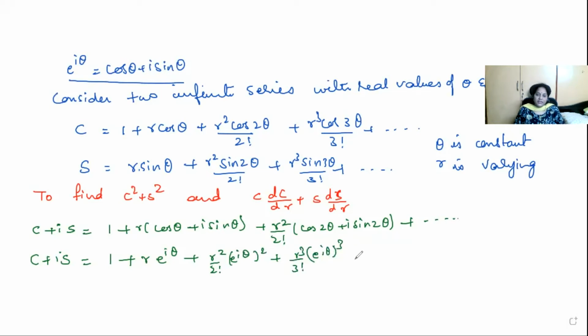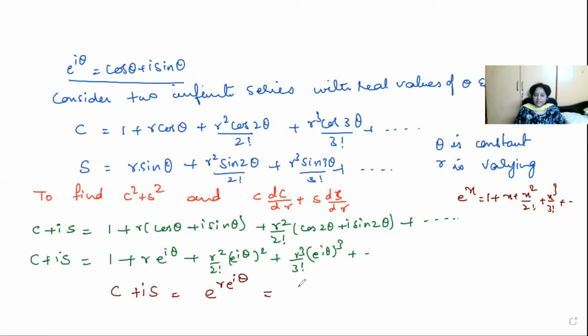Here we get e power i 3 theta, which can be written as e power i theta whole cube. So when you compare this with the e power x expansion, what is exactly the e power x expansion? We know that e power x is 1 plus x plus x square by 2 factorial plus x cube by 3 factorial, and so on. So finally, we get c plus is, where the value of x in this series is r e power i theta, as e raised to r e power i theta.